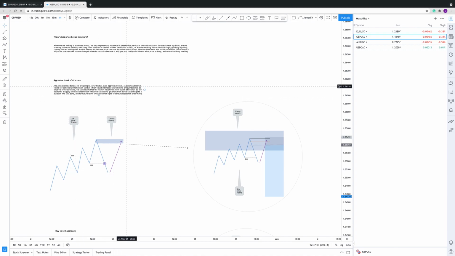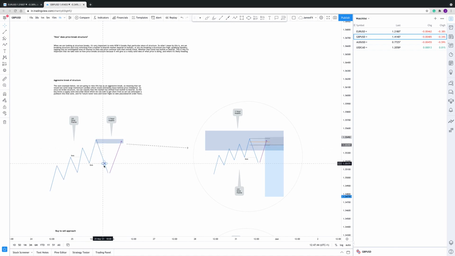An aggressive break of structure means we would see some large momentum candles, which would ultimately leave behind price imbalance. So on this move here, once price broke structure, we can classify this as the market shifting from bullish to bearish, because we've seen large momentum. So with the BOS, meaning break of structure, once we get that, we form a supply zone and order block, which we can look to get short from, as we can anticipate a pullback into that zone and for future lower lows and lower highs to take place. Bearish order flow.